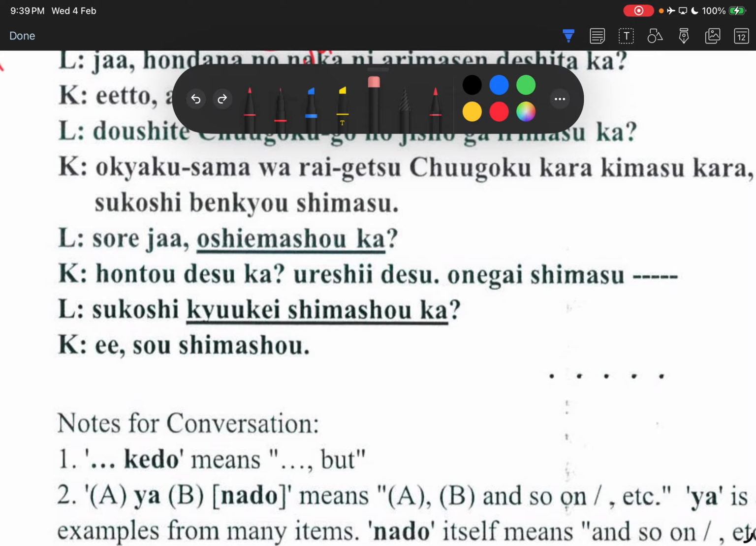Then L says 少し. A little bit. 休憩しましょうか? So 休憩しましょう comes from the base word 休憩します, which simply means to take a break, to take a rest. 休憩しましょうか? Let's take a break? Question mark. Or shall we take a break? Then K says, そうしましょう.